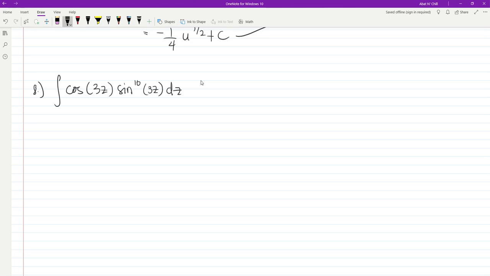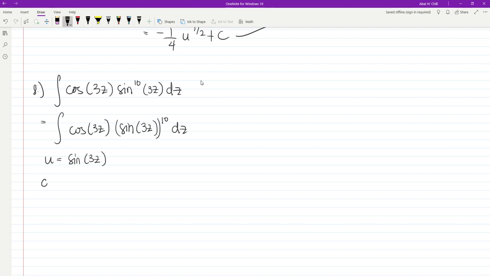So we know that we can let u be the sine. Why? Because if we get the derivative of sine, this will result in cosine. In order for us to realize what our u will be, rewrite this first as sine of 3z raised to 10 dz. These two are the same. So if we are going to let u be sine of 3z, what will happen here?